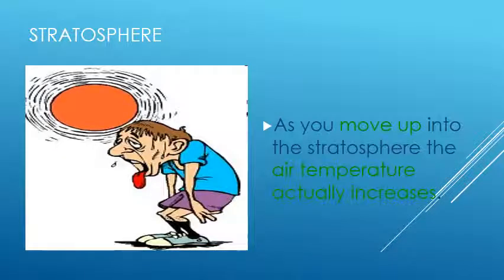Now in the stratosphere, there's the opposite correlation with temperature than in the troposphere. We learned in the troposphere that as you increase in altitude, the temperature decreases. But in the stratosphere, as you move up in altitude, the temperature actually increases. Altitude increases in the stratosphere, and so does the temperature.